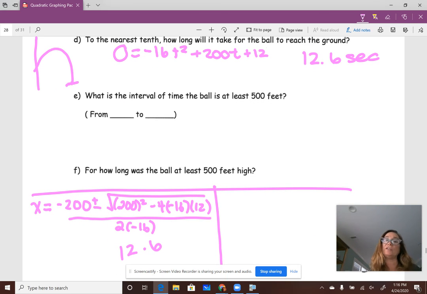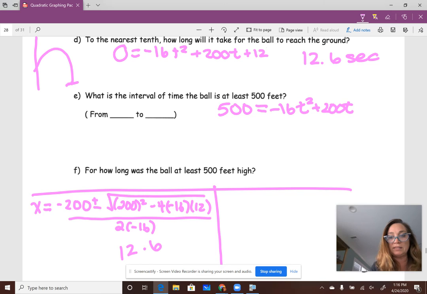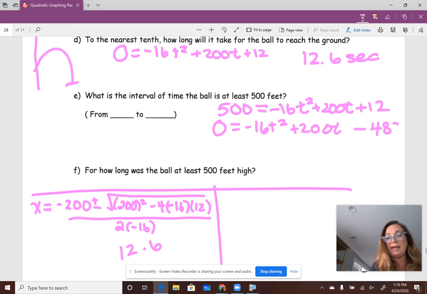So it's a similar question to the one we just did, except instead of reaching the ground, which is a height of 0, it's going to reach a height of 500. So I'm going to start like this. 500 equals negative 16t squared plus 200t plus 12. Set it equal to 0. 0 equals negative 16t squared plus 200t minus 488.